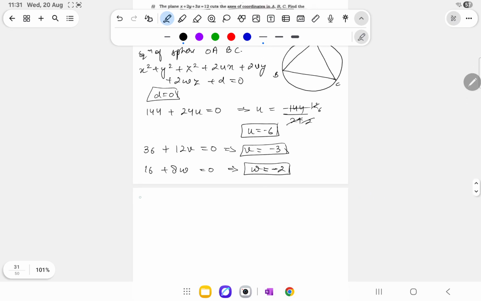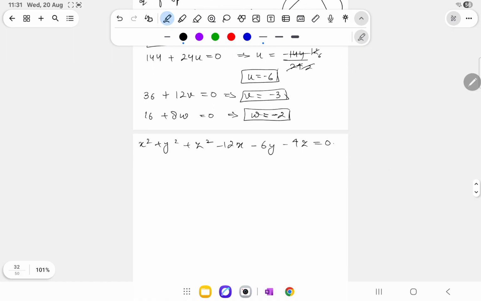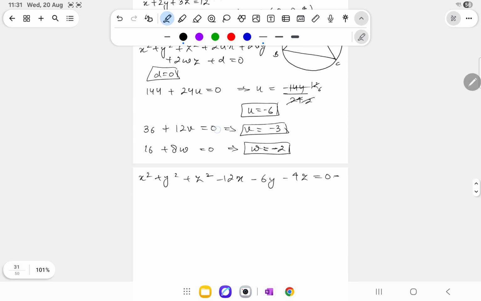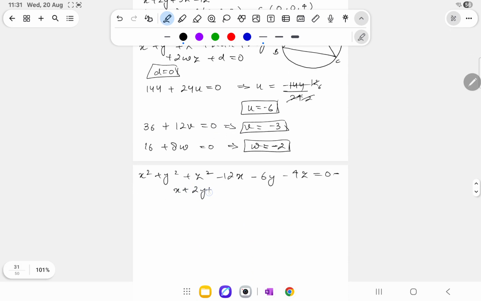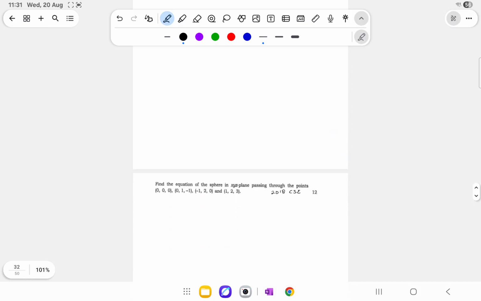So my required equation of sphere is x square plus y square plus z square minus 12x minus 6y minus 4z equals to 0. But in question they have asked me to find the equation of circle which is circumscribing the triangle. So equation of circle will be basically intersection of this sphere and the given plane. So the given plane is x plus 2y plus 3z equals to 12. So these two equations combined is the equation of required circle. So let's move on to next question.